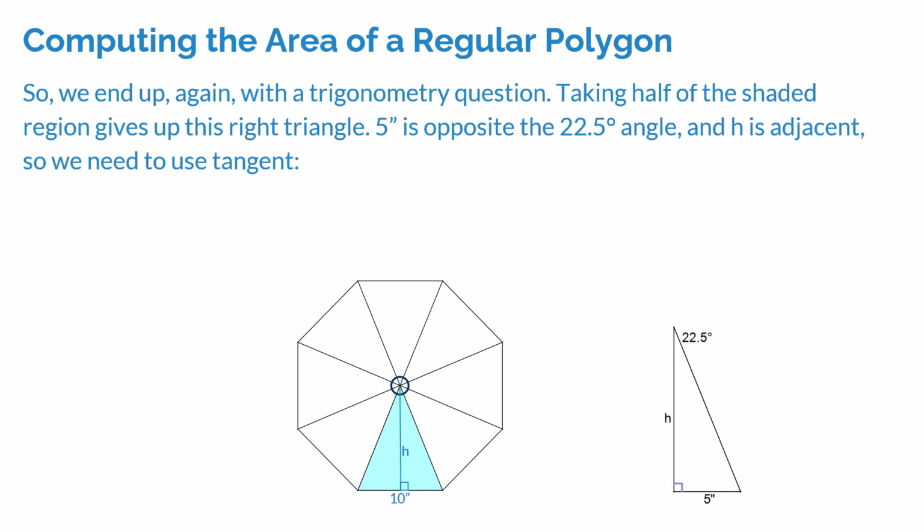So once again, we have a trigonometry question. If we take half of that shaded triangle, we get a right triangle with a 22.5 degree angle at the top, which is half of 45 degrees, and a 5-inch side along the bottom. Since the 5-inch side is opposite the 22.5 degree angle, and the height h is the adjacent side, we're going to have to use tangent.